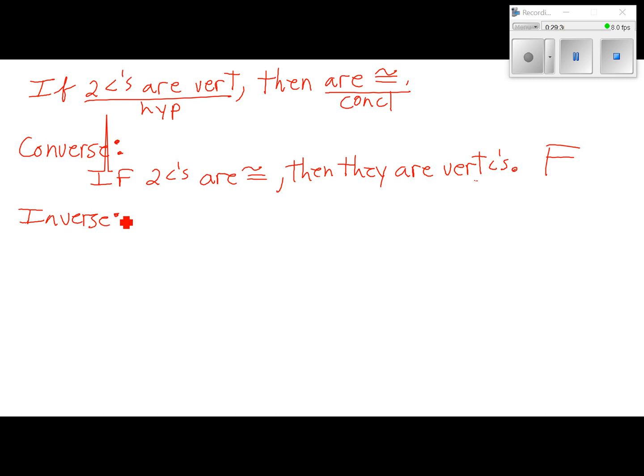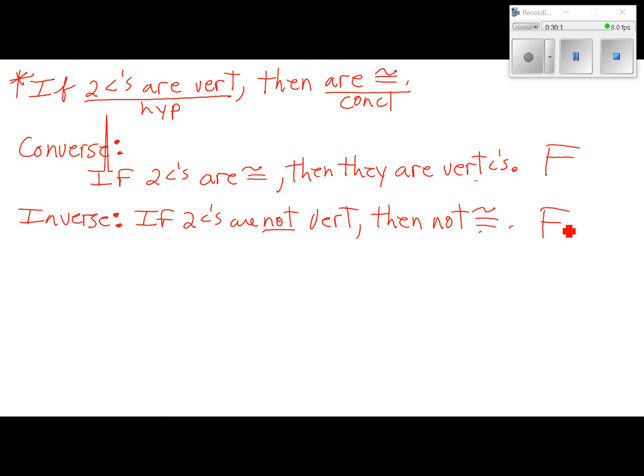The inverse. Inverse goes back to the original statement, and it negates both parts. So it puts not in both parts. So if 2 angles are not vertical, then not congruent. If you got two angles and they're not vertical to each other, that doesn't necessarily mean that they're not congruent to each other, so that's also false.